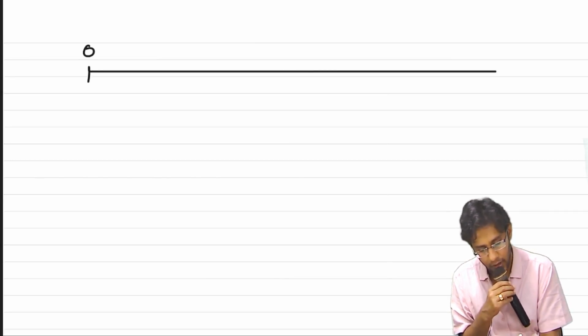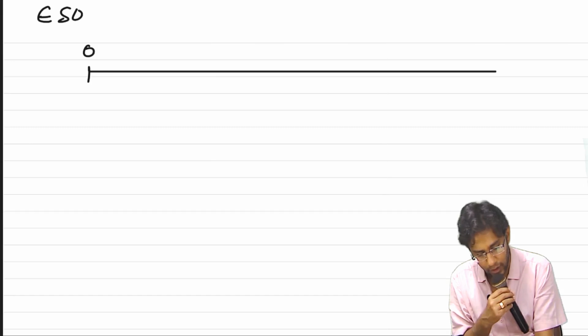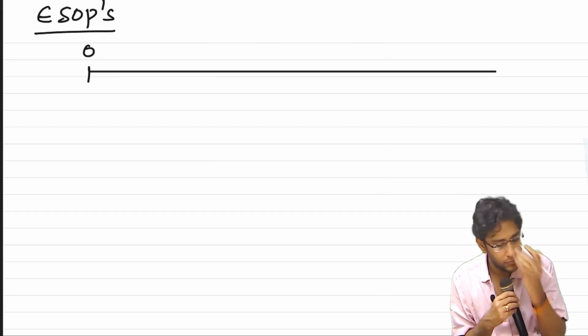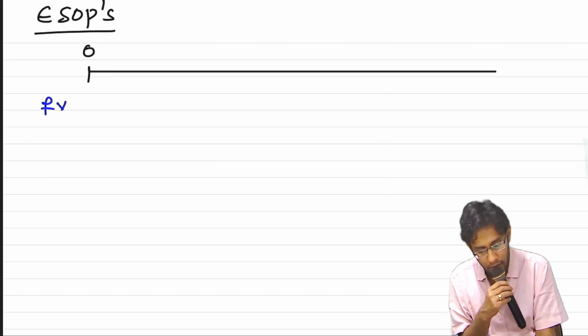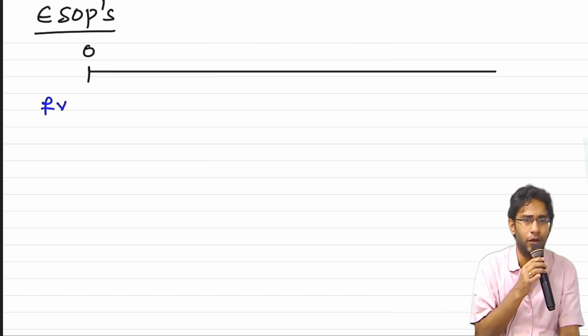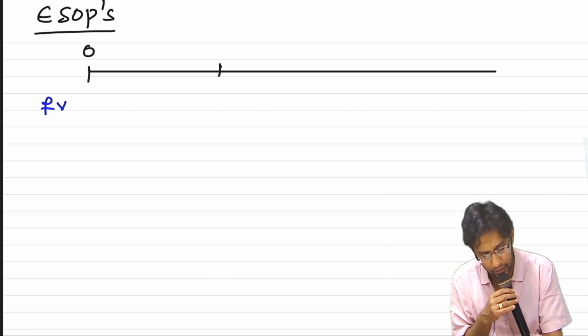Listen, sir. We are now talking about ESOPs. You all understand the basic meaning of ESOPs. There will be one vesting period. Let us say a 1, 2, 3 years vesting period is there.